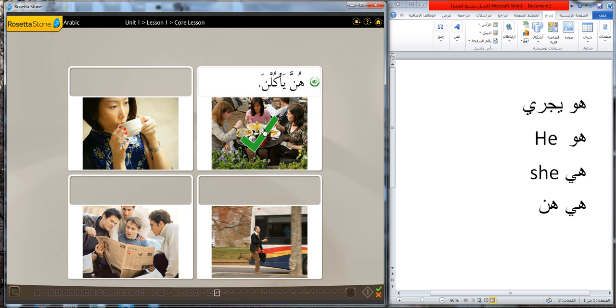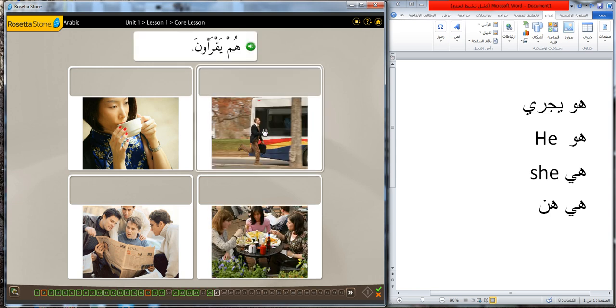هن يأكلن. هم يقرؤون. Now, they are reading, but for men. So هو, he. But when we have many men we say هم. They are reading, for men.